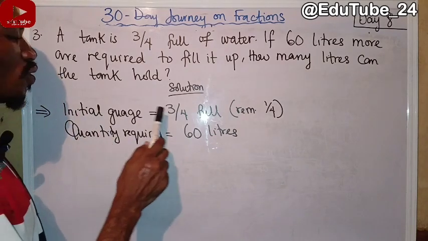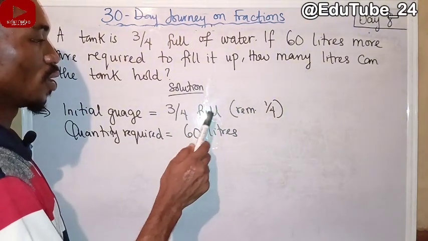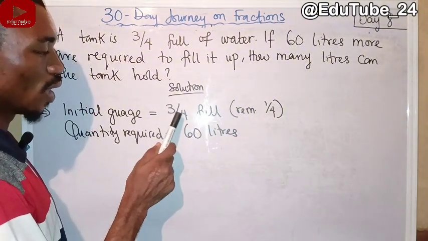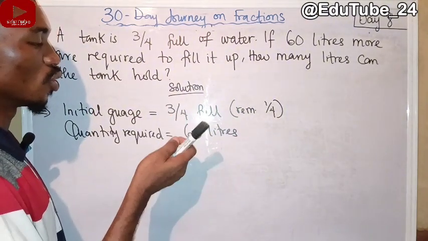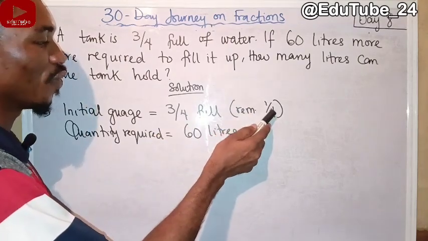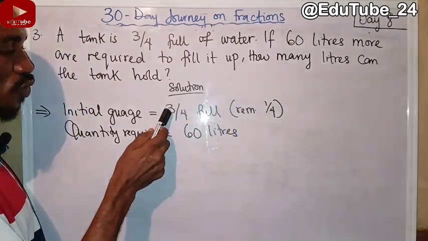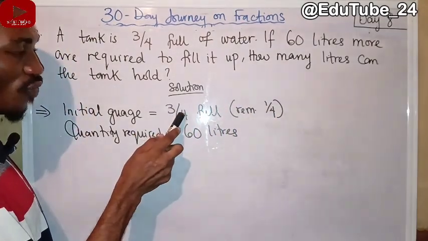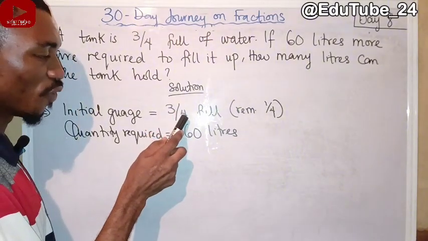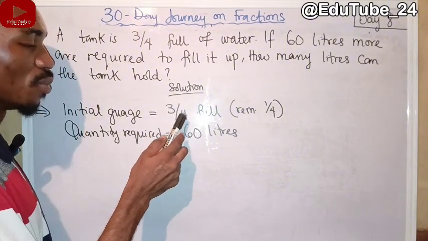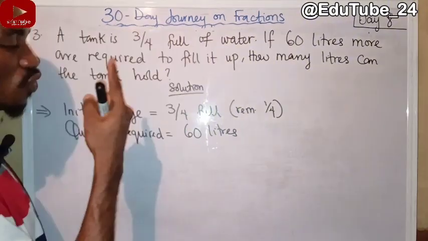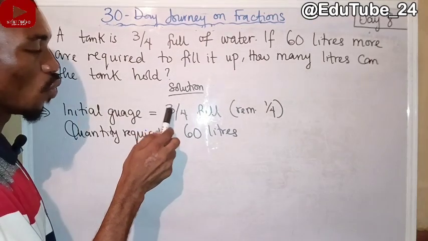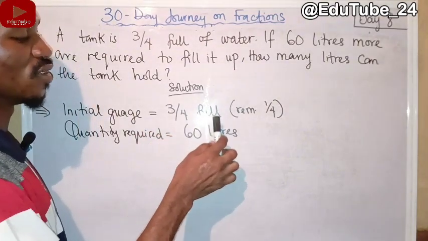Since the tank was initially 3 over 4 full, then the remainder is 1 out of 4. That means for the tank to become full, we need to add 1 over 4 more of fuel to make it full. Since it is 3 over 4 full, that means 3 out of 4. When we say 3 out of 4, it means take away 3 from 4, but we're left with 1. So that means it's remaining 1 out of 4 to make the tank full.